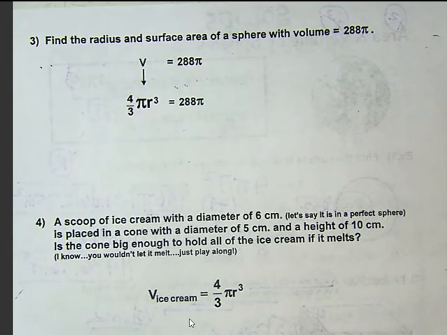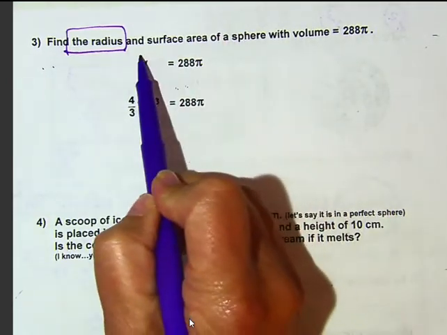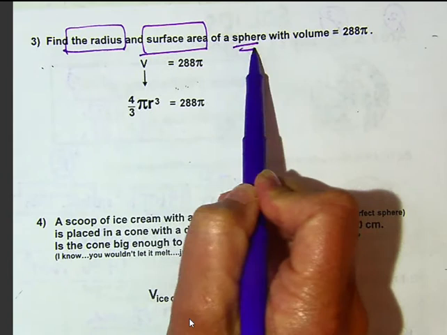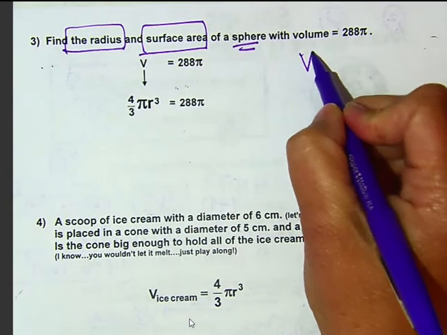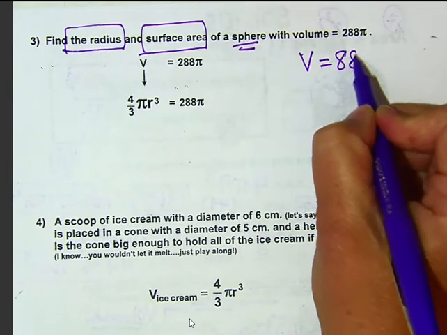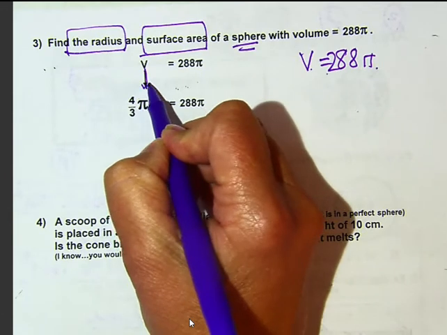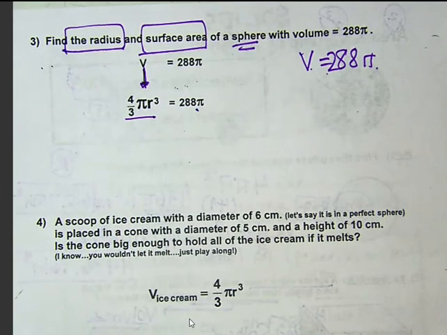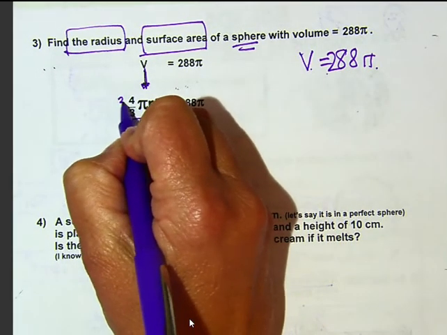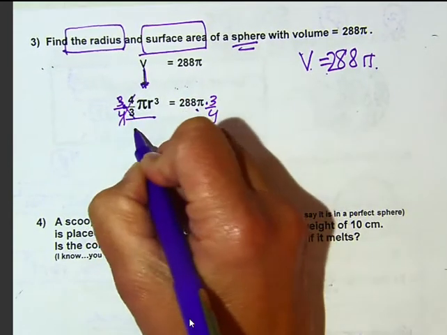Now, this one, we are going to find the radius and the surface area of a sphere with the volume 288 pi. Whenever they give you this, I like to say volume equals 288 pi, and then all you have to do is substitute the formula in for the V. And then you have to do your basic algebra 1. I'm going to multiply everything by 3/4 and get rid of my fractions so I don't have some ugly fractions.